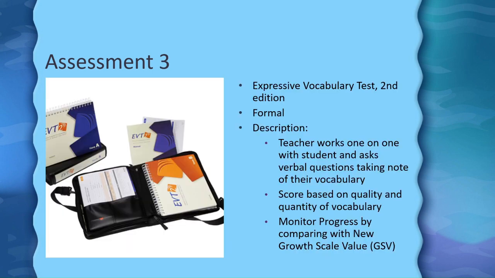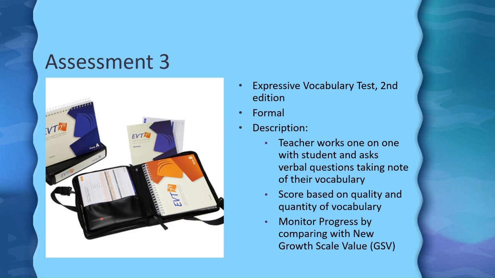For our third assessment, we have the expressive vocabulary test, which is a formal test. In this one, a teacher sits one-on-one with a student and asks verbal questions and then takes note of the vocabulary that they're using. This score is based on quality and quantity of vocabulary. So not only do they want to hear a lot of words from the student, but they want them to be higher level words. And then we monitor progress in this one with a new growth scale value that the test itself provides, which comes from data that they've collected that you can then use to compare the level that your students are at.